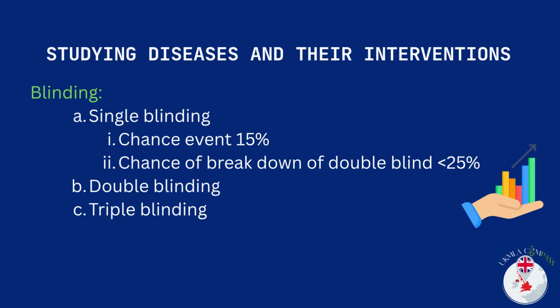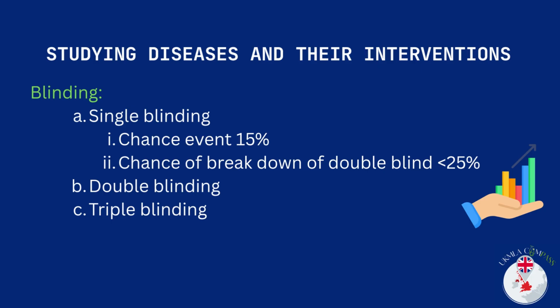So we try to use different types of blinding. Single blinding is the first type, double blinding is the second type, triple blinding is the third type. Single blinding means that I, as a doctor, know that this patient is taking a placebo, and I know that the other patient called B is taking the new drug. So it's single blinding. Only the patient doesn't know whether he is on the placebo or on the new treatment.